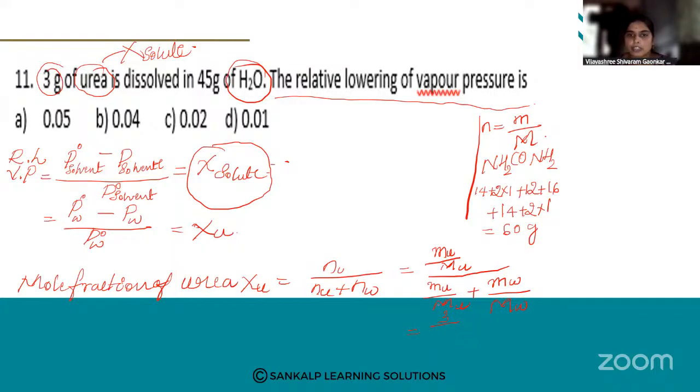So just substitute here 3 by 60 divided by 3/60 plus. So what is MW? How much water is given? See in the slide, children: 45 grams of water is given, right? 45 grams of water is given. So how much is the molar mass of water? How to calculate the molar mass of water?